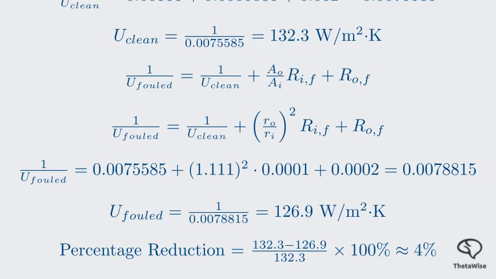In the previous sections, we saw how the overall heat transfer coefficient, U, is calculated by considering the individual thermal resistances in series.